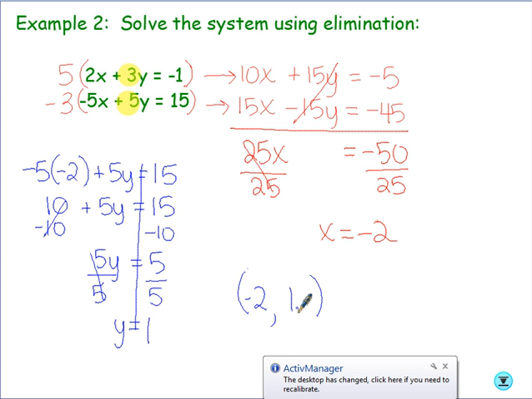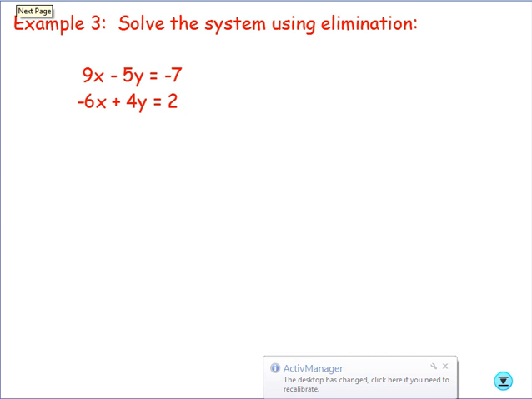Okay, turn the page. I would like you to try example 3 on your own. You pick which letter to cancel and go to it. Okay, let's see how you did. I'm going to cancel the y's because they have smaller numbers. That's a good question. When do we cancel x and when do we cancel y? Here's what I typically do. I look for the smaller numbers. The y's are smaller numbers. I'm going to cancel the y's.